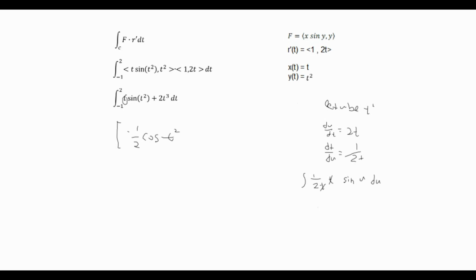Alright, so next when you integrate this, the integration of sine will be negative cos, and you have half over here, so -1/2 cos u, and when you substitute u with t squared again, you get cos t squared. Alright, so this is the integration part, and when you integrate 2t cubed, it's just straightforward, it will become 1 over 2 t to the power of 4, with the limits of -1 to 2, and if you calculate this, you'll get the final answer of 7.5. Alright, so there you go.